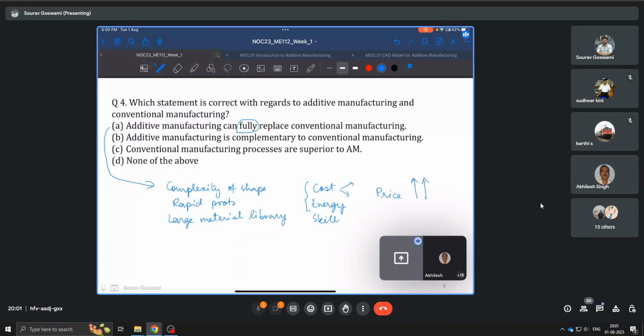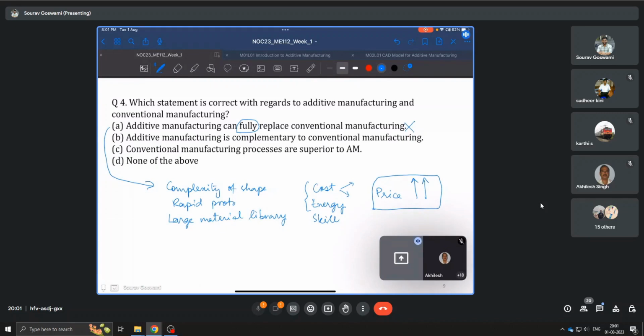I mean, you go to the market, you want to buy, say, a couple of screws. Do you want a very high quality one printed by AM, made of some titanium, which costs 500 rupees a pair? Or do you want your regular screw, made conventionally on a lathe, threaded, made of steel? Of course, cost dictates everything. So can it ever fully replace conventional manufacturing? No.